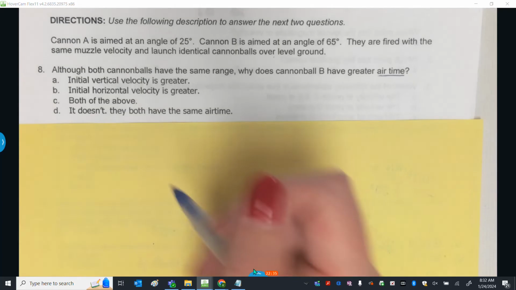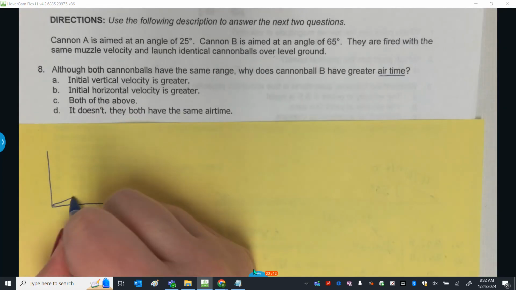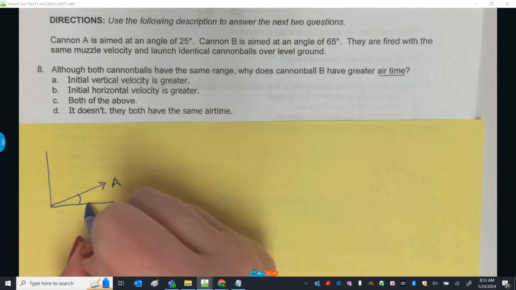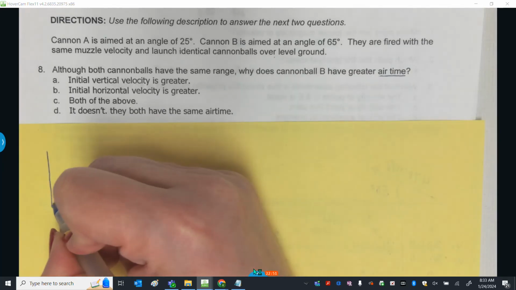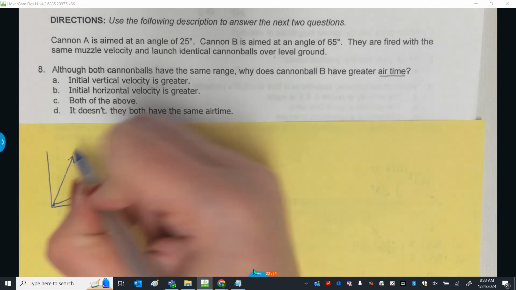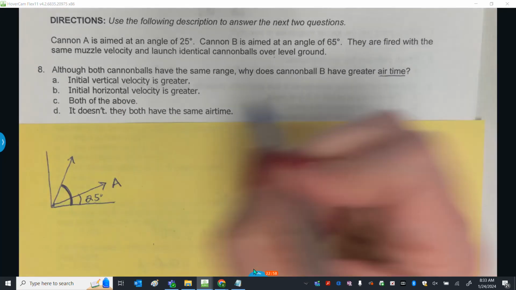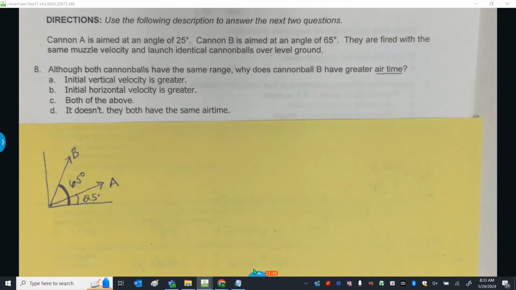Okay, so just real quick, before we answer these questions, I'm going to draw a picture. Let's say this is 90 degrees, then cannon A is being launched at kind of a shallow angle like this, and this is 25 degrees, whereas cannon B is being launched at a much steeper angle that looks something like this. Again, it's probably not to scale, but you get the idea. And this angle right here is 65 degrees. So you need to be able to visualize these angles because that should also help you answer it.